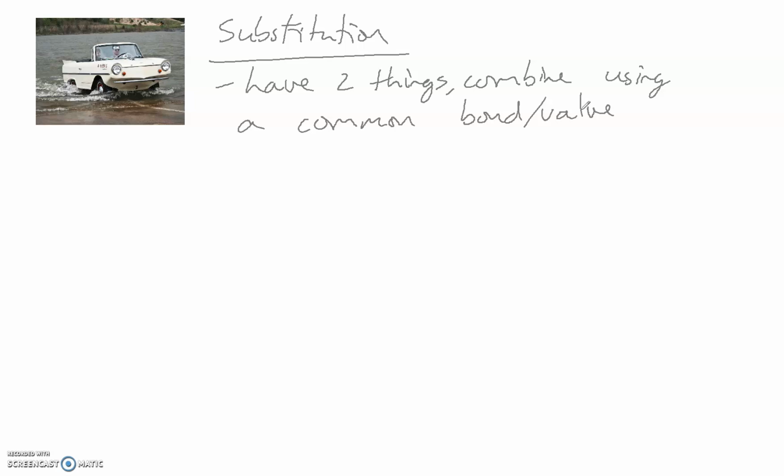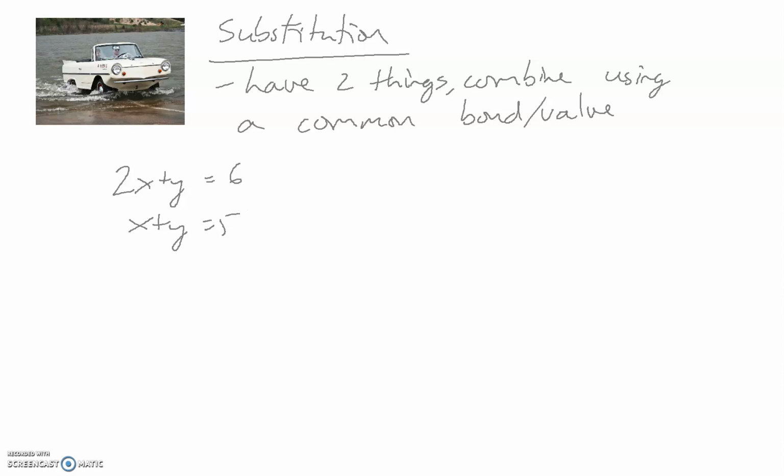So if you have two linear equations, let's use 2x plus y is equal to 6, and x plus y is equal to 5, and you want to solve this system. Now you could graph it, you guys have worked that as well, but we're going to work on substitution. And in order to do substitution, we need to combine these two things together like the boat car. We need to put them together. But in order to put them together, they have to have a common bond or common value. And that's really, really simple.